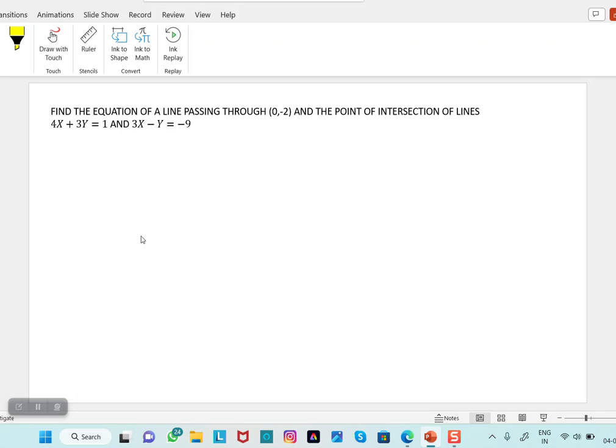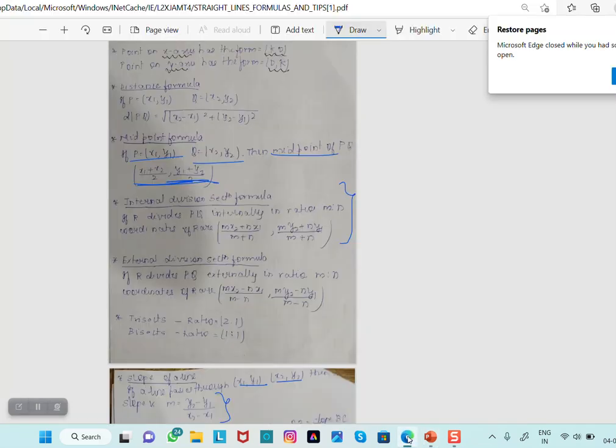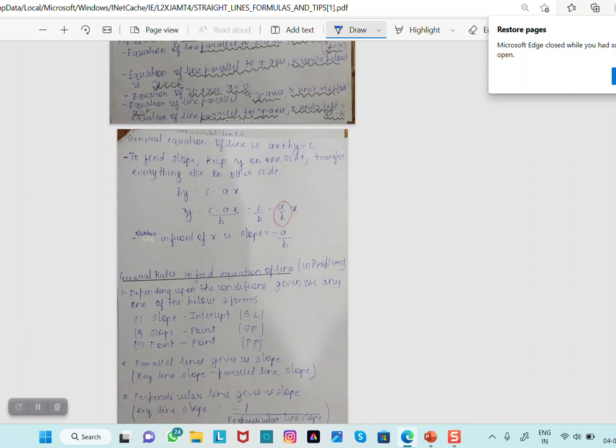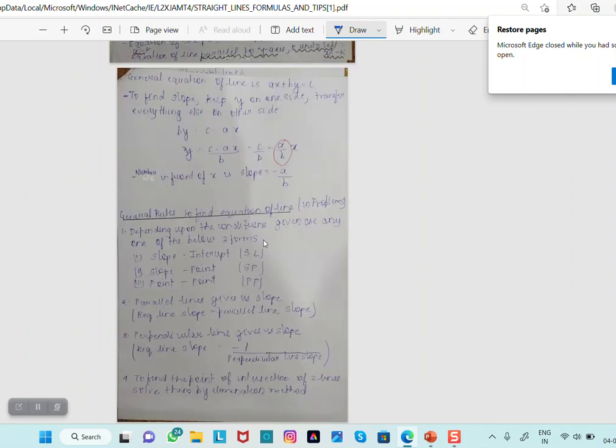Find the equation of a line passing through 0, -2 and the point of intersection of the lines 4x plus 3y equals 12 and 3x minus y equals -9. Now, to find the equation of a line, we have three standard forms. The first one is the slope intercept form. The next one is the slope point form, and the other one is the two point form.